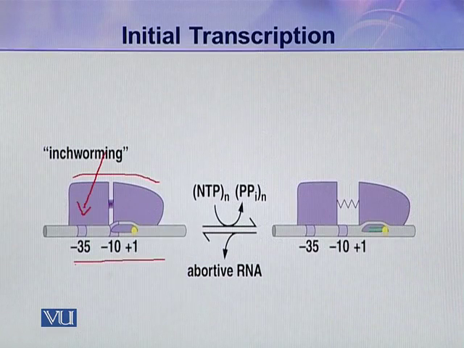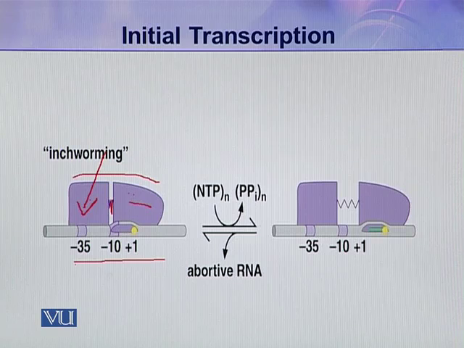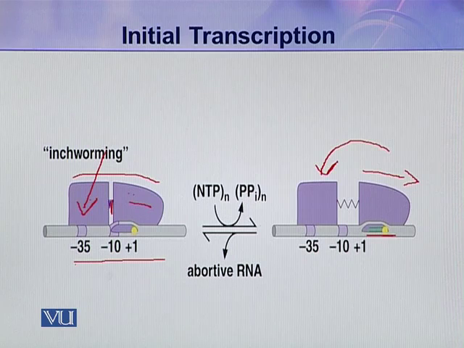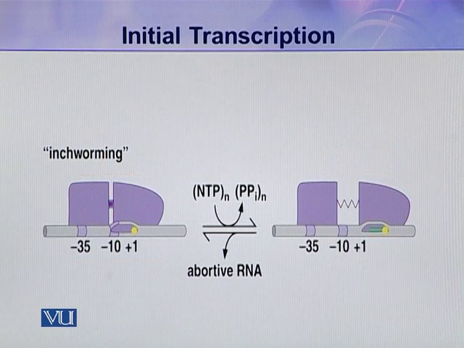This is the main body, and this module contains the active site. So in between these two here, that is inchworming: it moves forward, synthesizes this small transcript, and then moves back to its main body. So this is the inchworming model.